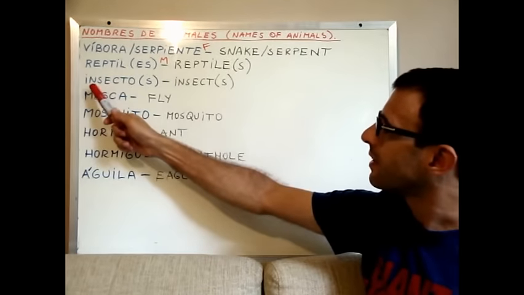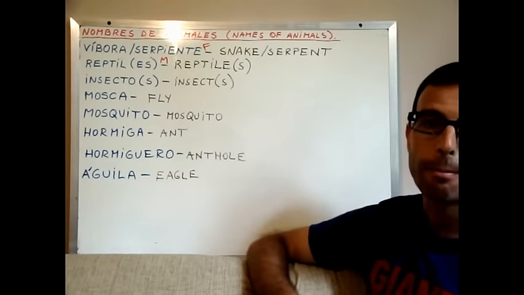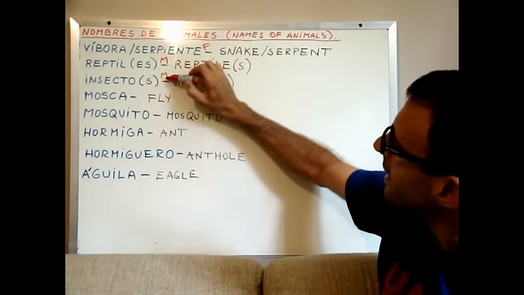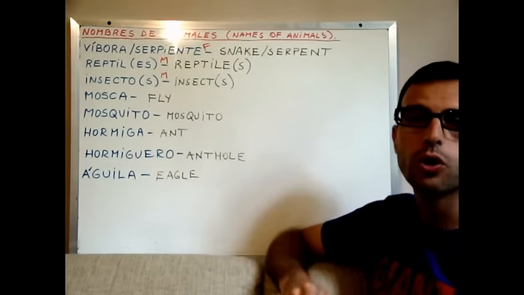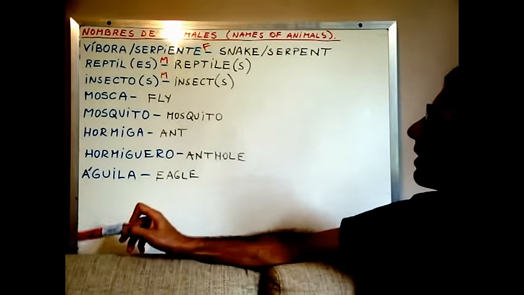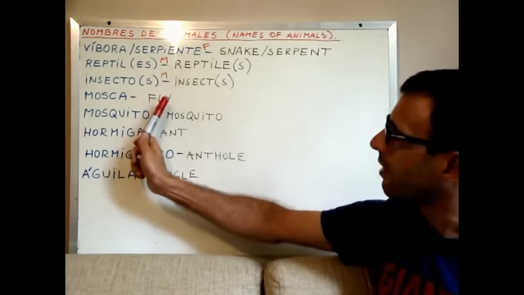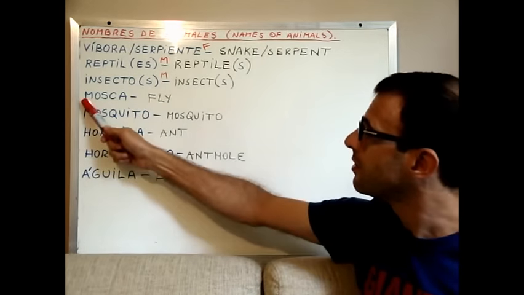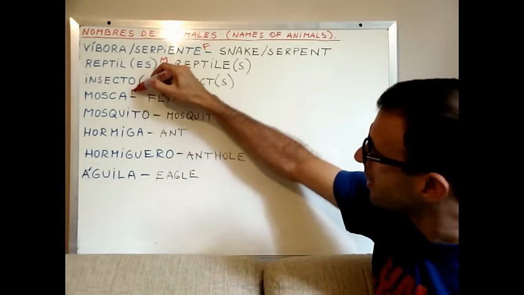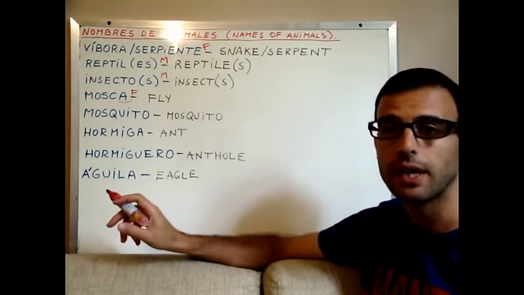The word for insect is insecto. Insecto. It's a masculine word. So it is el insecto or los insectos for the insects. Among the insects, the most common ones are a fly, right? The flies. These are mosca. It's la mosca. It's easy to say because you see that mosca ends with an A, so it has to be a feminine noun.